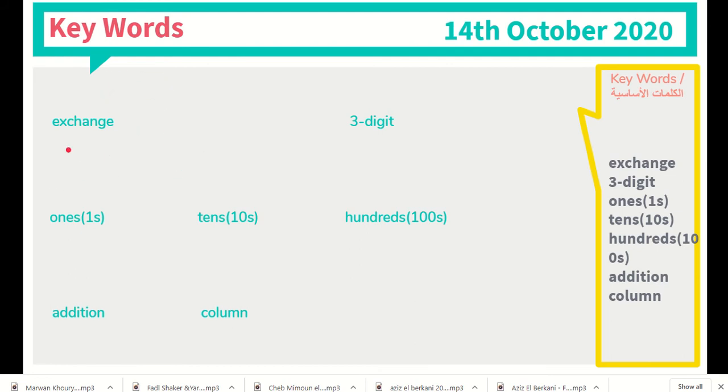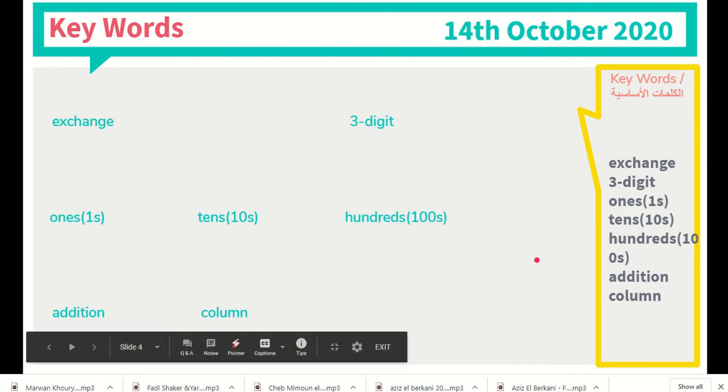So important: exchange. What does exchange mean? It's regrouping. In addition, we call it regrouping. In subtraction, we call it borrowing. So exchange is when you are adding ones or tens, and you get a total of 10 or more, you exchange. For example, you exchange 10 ones for 1 ten. Or you exchange 10 tens for 100, etc. A three-digit number is a number that has 3 digits: hundreds, tens, and ones.